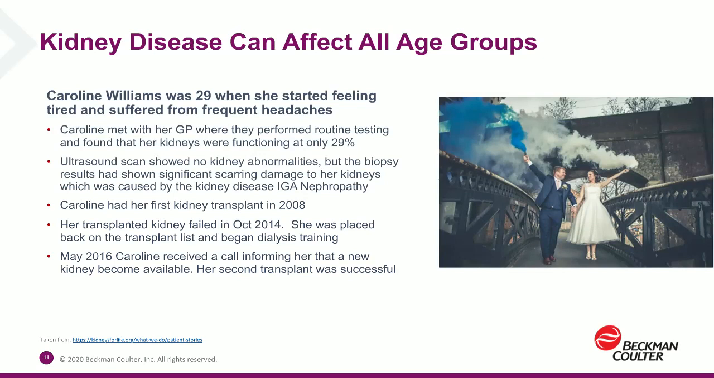Chronic kidney disease is not just a disease of the elderly. It affects patients of all ages. Caroline, for example, was 29 when she was seen by her physician for frequent headaches. Testing showed her kidneys were only functioning at 29%. She was diagnosed with IgA nephropathy, also known as Berger's disease, and required a kidney transplant. Her first transplant failed, and fortunately, her second transplant was successful.